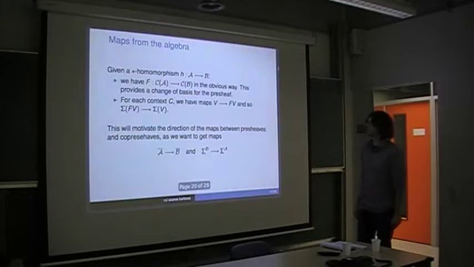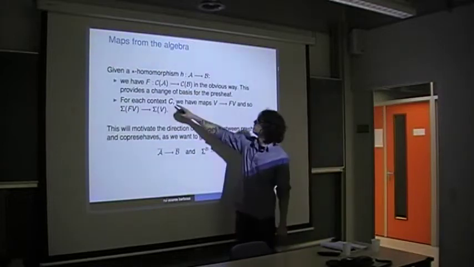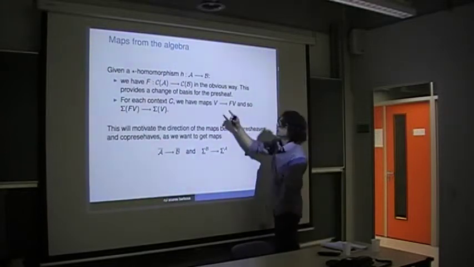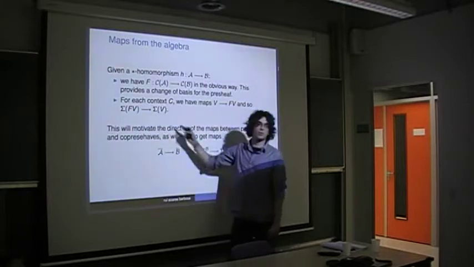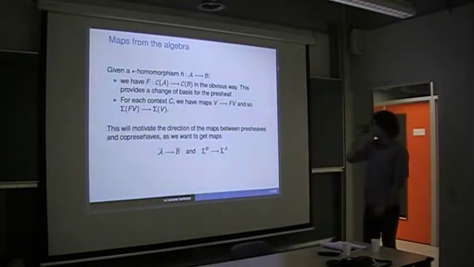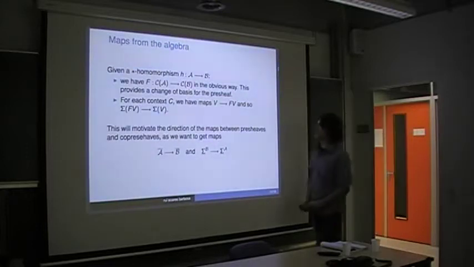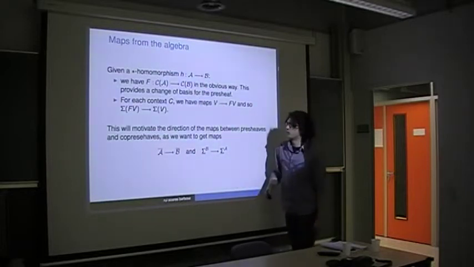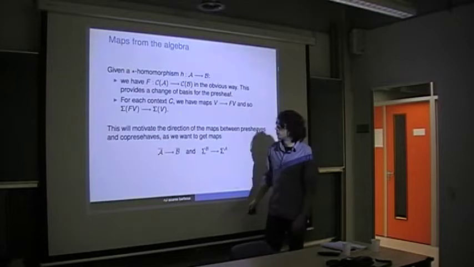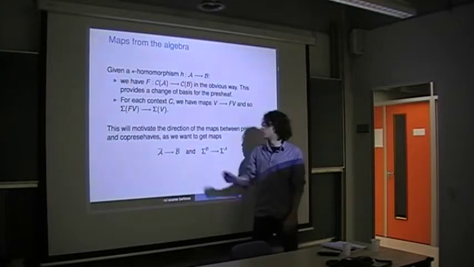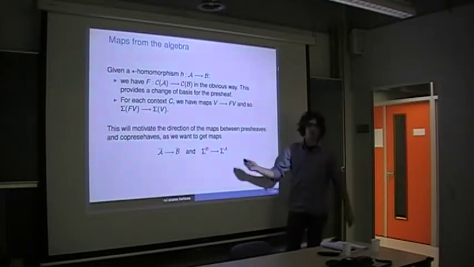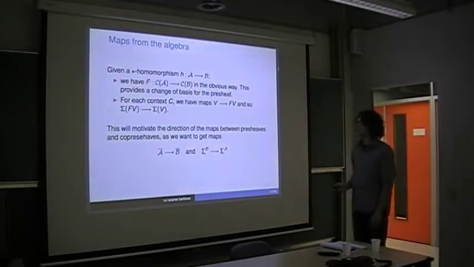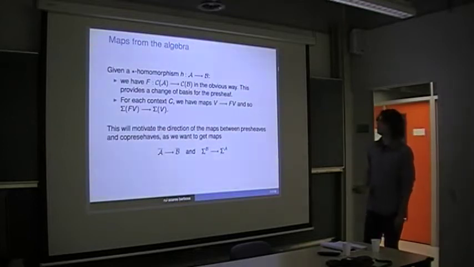From A to B. And also, for each context V, we can have maps from V to F of V, and also, by Gelfand duality, from sigma of F of V to sigma of V. So in the end, starting from a star homomorphism between C-star algebras, we want to have some sort of map between the purification co-presheaves in the same direction, or between the spectral presheaves in the opposite direction.